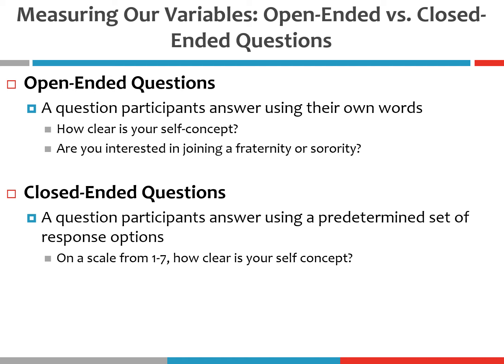Whereas it's fairly simple to create a score and analyze survey data when there's a constrained set of responses for our respondents to choose from, right? So we also have the option of doing closed-ended questions where respondents answer using predetermined response options. So for example, on a scale from 1 to 7, how clear is your self-concept? Those might be closed-ended questions we might ask.